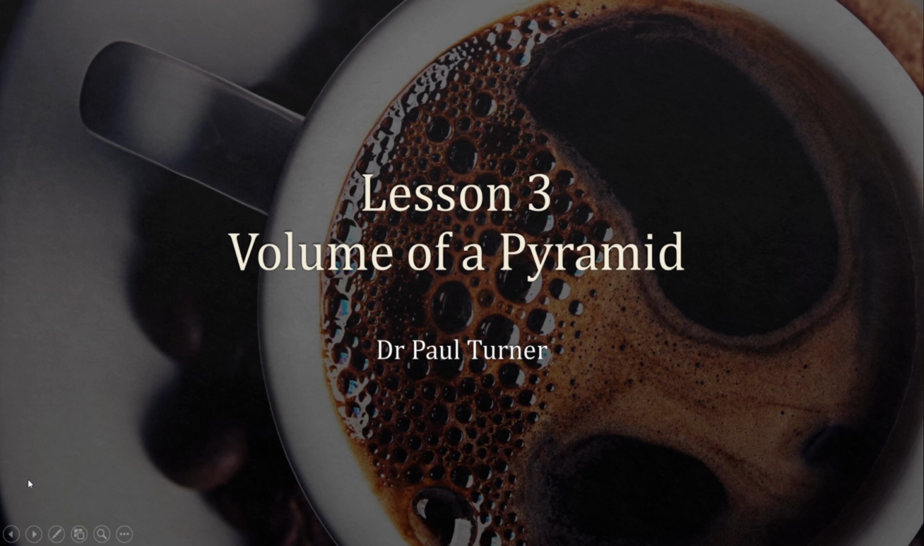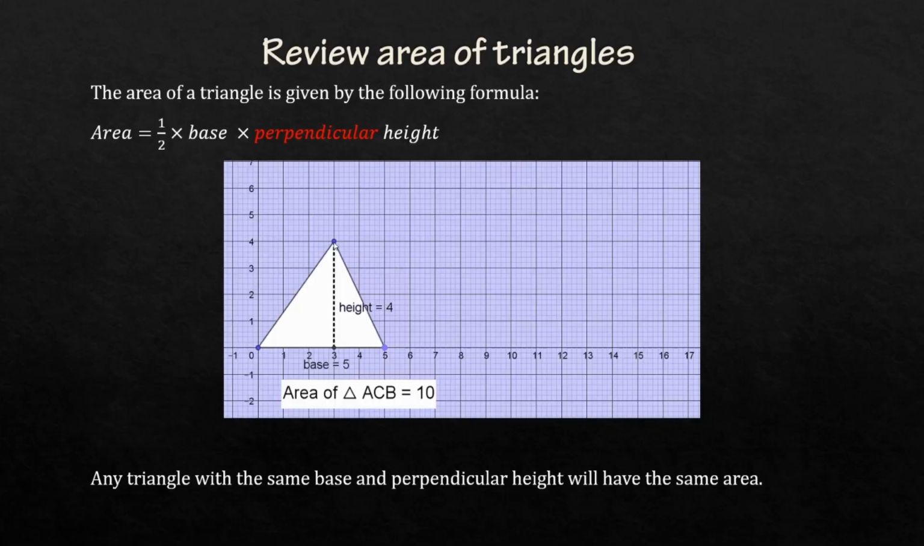Good morning everyone, this is lesson 3, the volume of a pyramid. Let's start by reviewing the area of a triangle. The area of a triangle is given by the following formula. The area is half times the base times the perpendicular height.